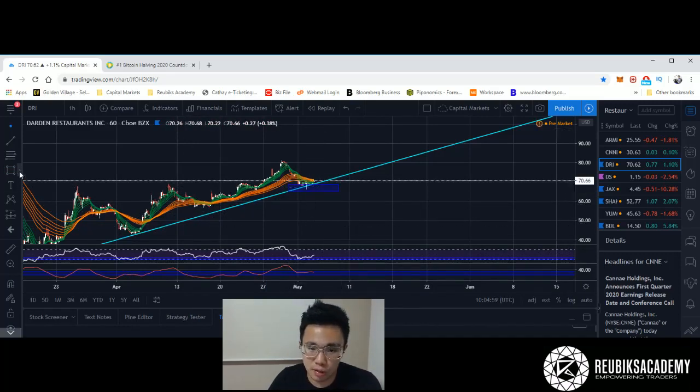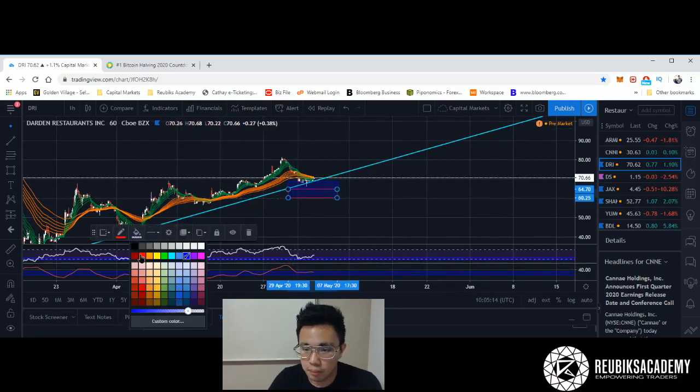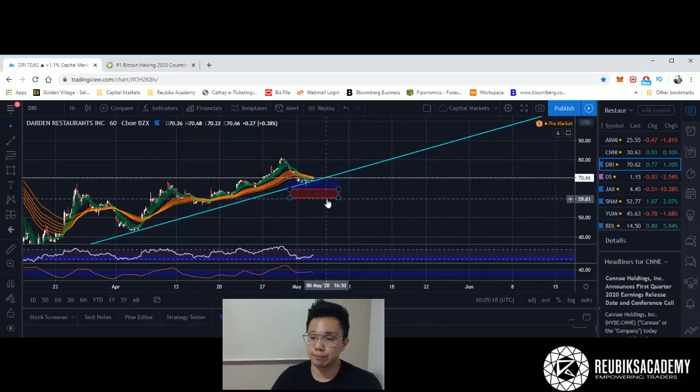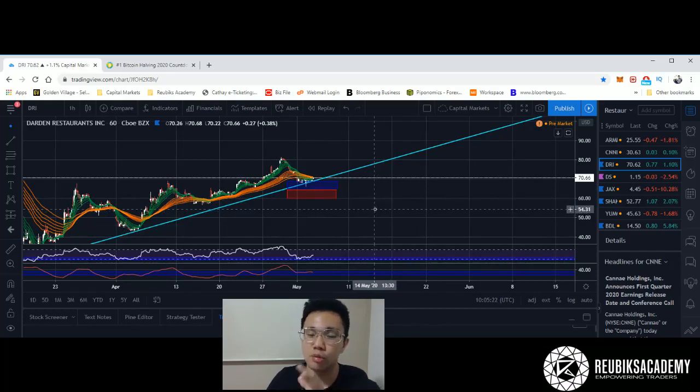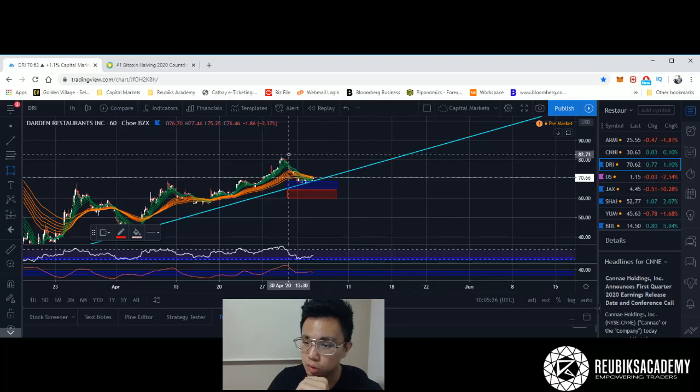Where should you set your stop loss? Your stop loss zone will be somewhere around here. The red area indicates your stop loss zone. Then where would you take profit? Your take profit will be somewhere around here, up to the previous resistance.